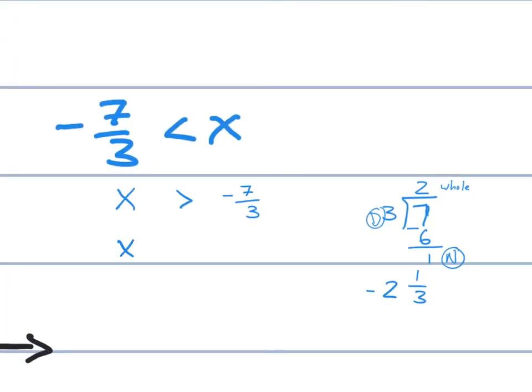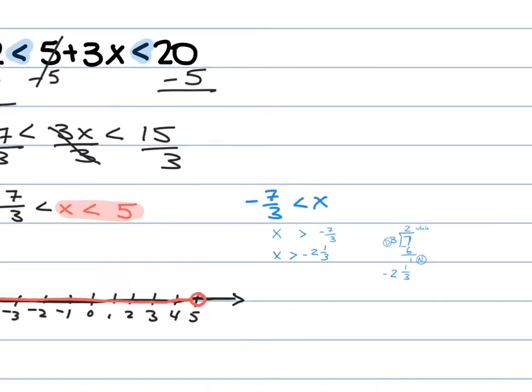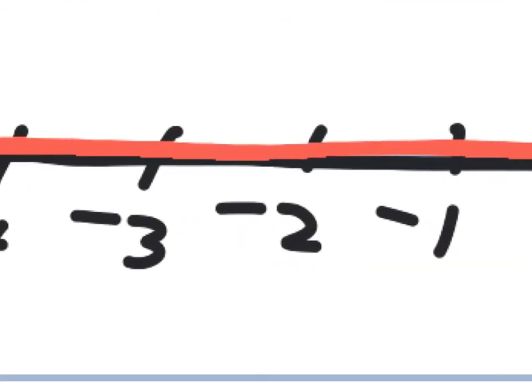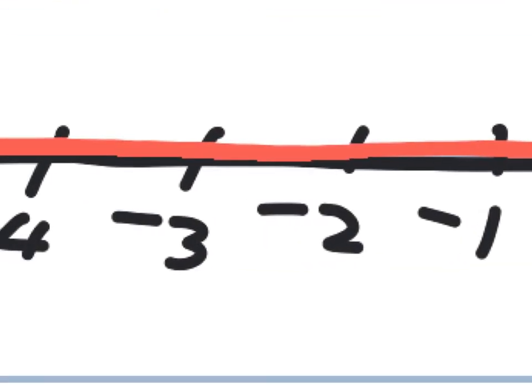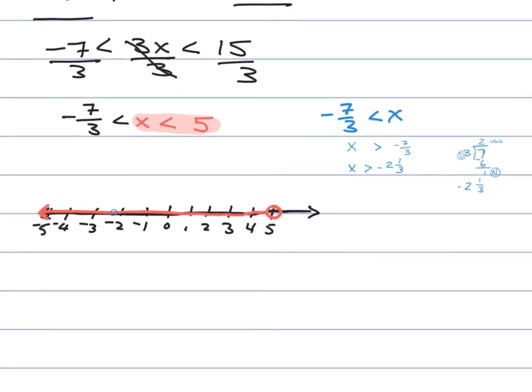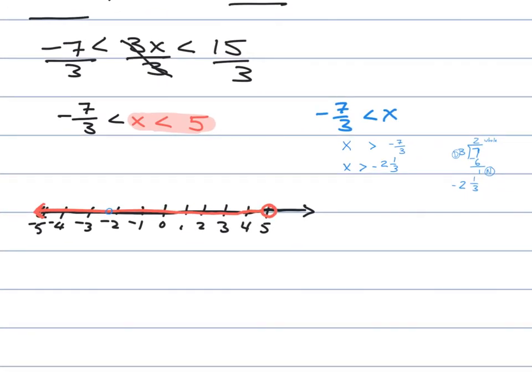So x is greater than negative 2 and 1/3. Okay, I don't need exact science here, but we should have an idea of where negative 2 and 1/3 is. It's going to be in this area between negative 2 and negative 3, probably closer to 2. So I'm going to put, was it an open circle or a closed circle? I'm honestly asking, I don't remember. Open? Okay. So there's our circle there for negative 2 and 1/3. Am I going to graph to the right or the left of that? To the right, because x is greater than negative 2 and 1/3, so that's all of this area over here.